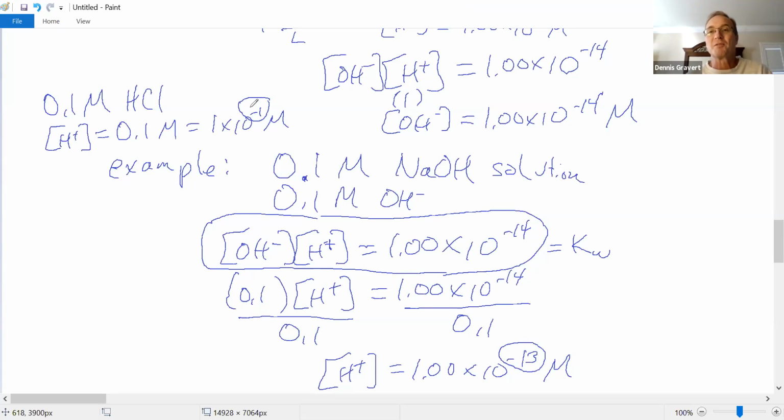The exponent is the most important feature. If this is a 2 instead of a 1, then sure, it's twice as concentrated. But changing this number in front doesn't change the overall concentration as much as changing this, right? If you change this to a minus 2, 1 times 10 to the minus 2 is 10 times less concentrated. So the exponent is the most important feature.